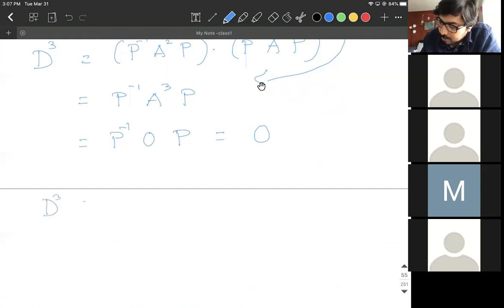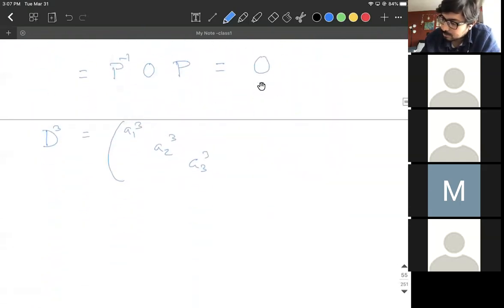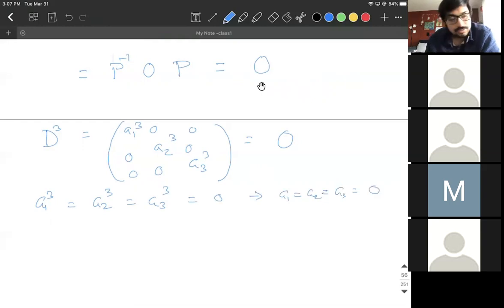So D cube is given by A1 cube times A2 cube times A3 cube. So you simply multiply the elements in the diagonal. That's it. So this being the zero matrix, it simply means that A1 cube, A2 cube, and A3 cube, all of them are zeros, which means that A1, A2, and A3 are zeros. Okay, so that's that. So D is simply the zero matrix.